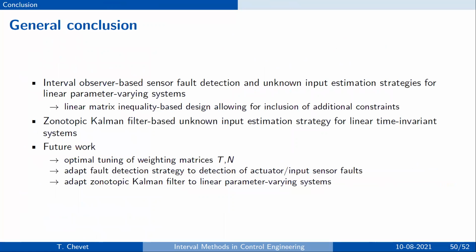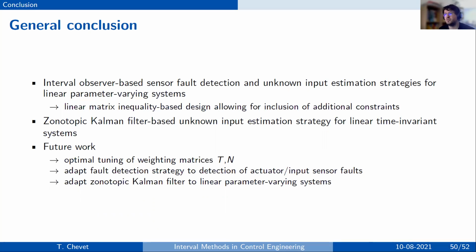Now, as a general conclusion on this presentation, I will remind that we introduced an interval observer-based strategy for sensor-fault detection on the one hand and for unknown input estimation on the other hand for linear parameter varying systems. And to tune them, we defined a linear matrix inequality-based optimization strategy that allows for the inclusion of additional constraints if necessary for the considered application.